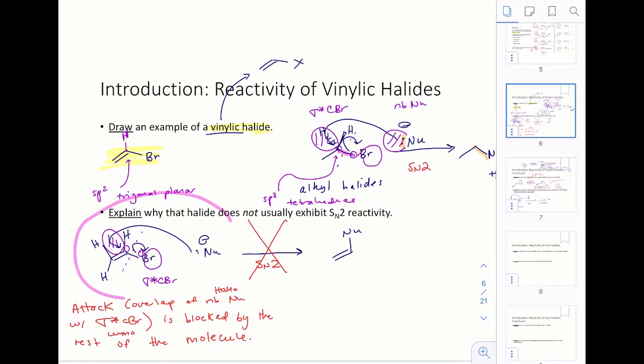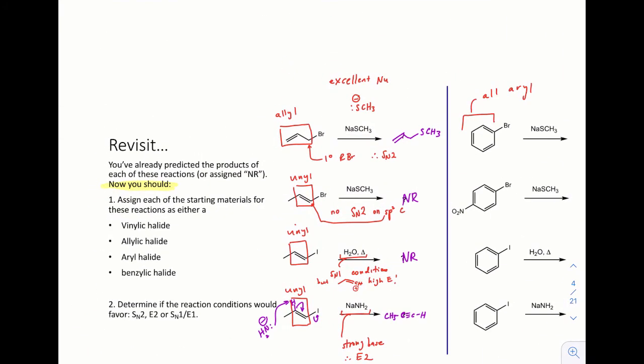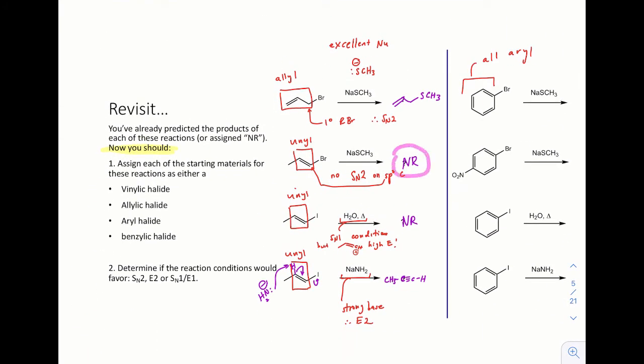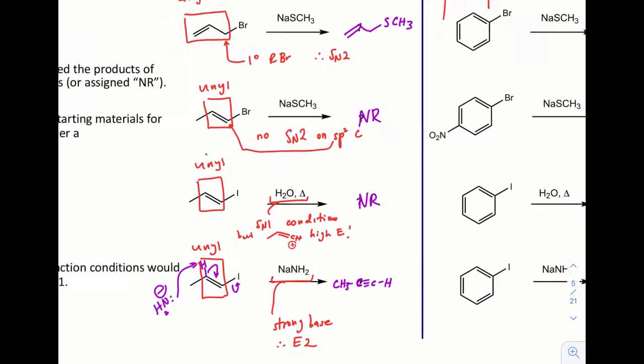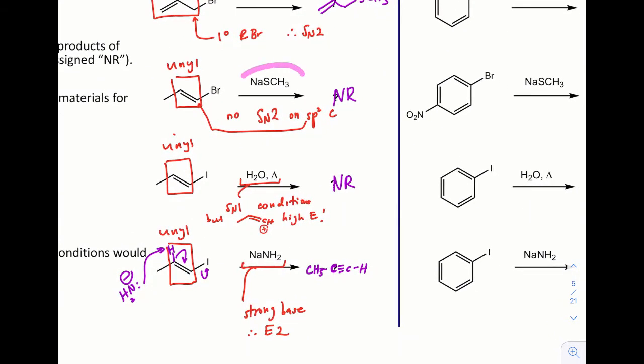SN2 reactions involve attack of sigma star C-X, and in this case, for sp2 carbons, there are other groups and their electron clouds blocking that orbital. No SN2 on sp2 carbons, thus predicting no reaction here. Whereas this is an excellent nucleophile capable of a fast SN2 reaction, that is not the case for the next reaction. For the next reaction, there is a weak nucleophile, and what is telegraphed here with the heat and the weak nucleophile is a solvolysis, SN1.